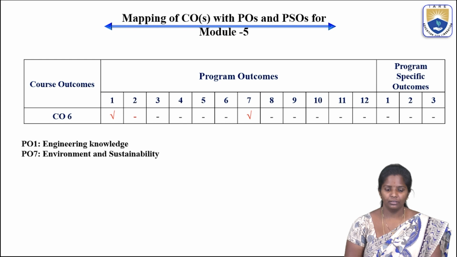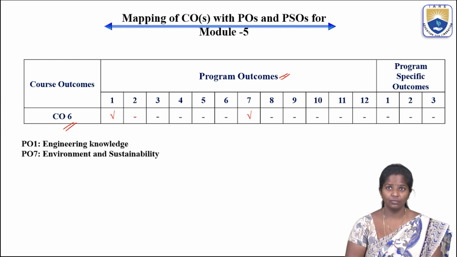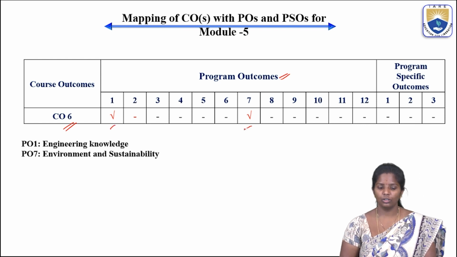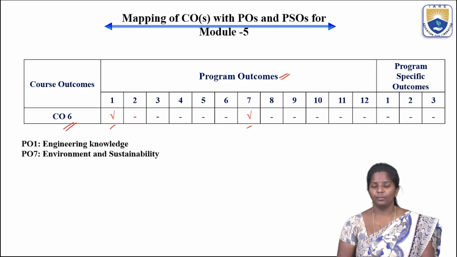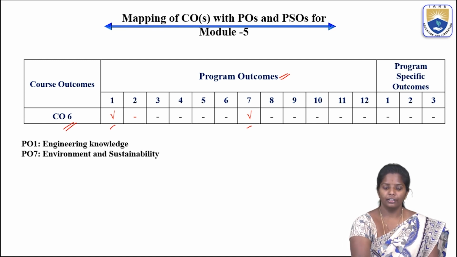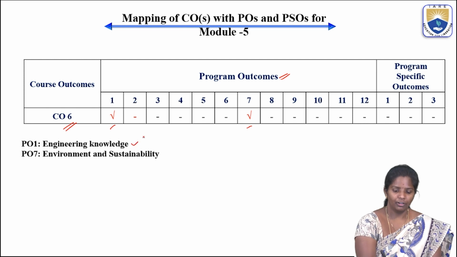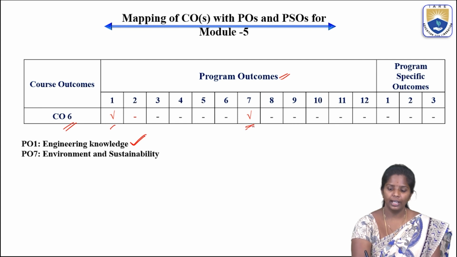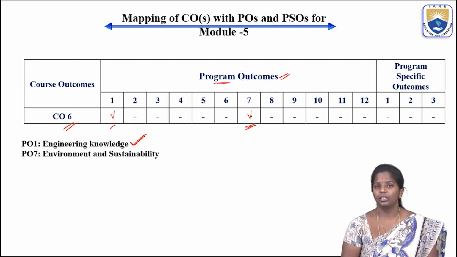Coming to the mapping, course outcome 6 and program outcomes: it is matching with 1 and 7. Why are we not quoting for 2? Because there are no numerical problems involved in this module, so we are not ticking for 2. Therefore this is the understanding level. Engineering knowledge is required, and it is under environment and sustainability. So it is mapping with program outcomes 1 and 7. This is how the final course outcome 6 is mapped.